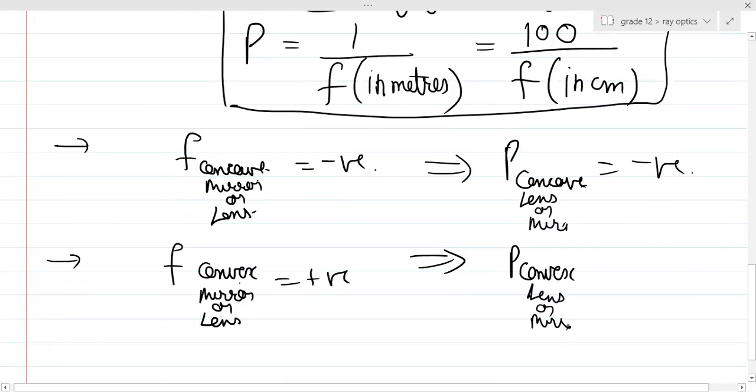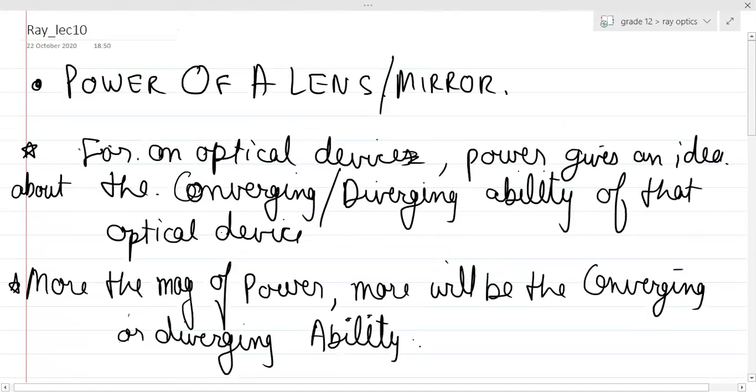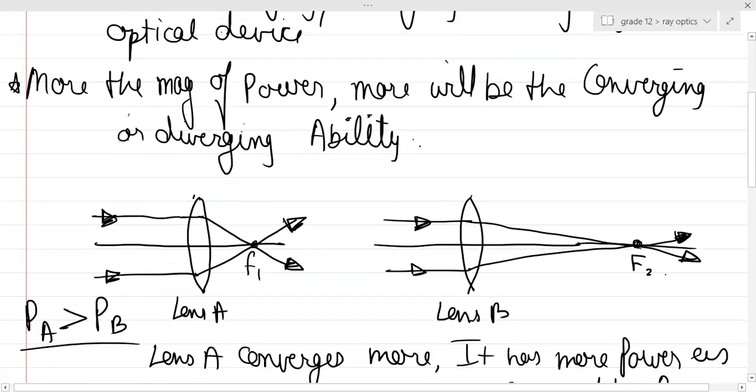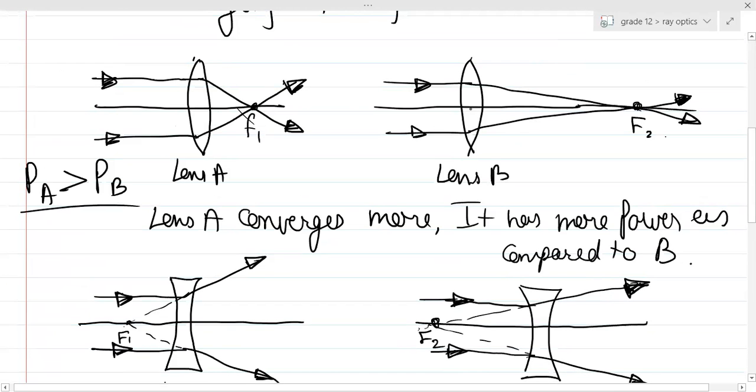is basically positive. So please remember, guys, what is power? Power is basically the converging or diverging ability of the optical device. More the magnitude of power, more will be the converging or diverging ability. In this case, it is converging more. In this case, it's converging less. Hence, power of this lens is more than this. In this case, it's diverging more. In this case, it's diverging less. So hence, the power of this lens is more, magnitude only.